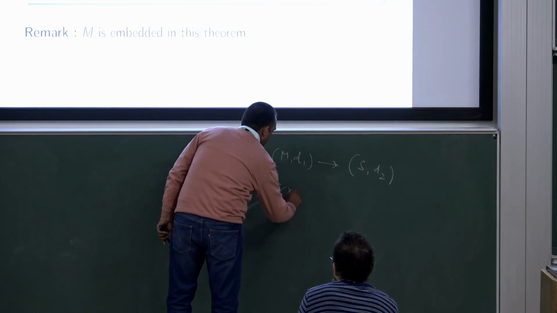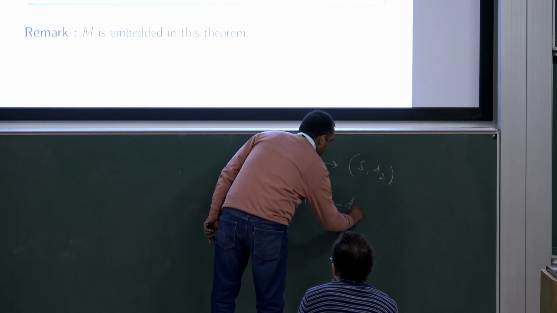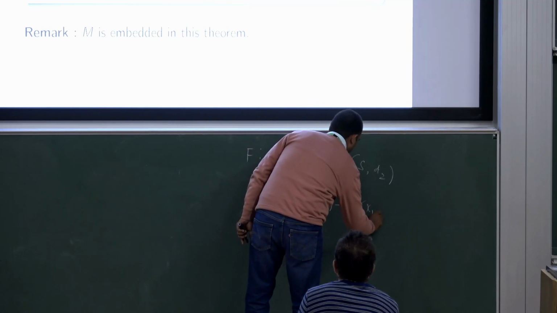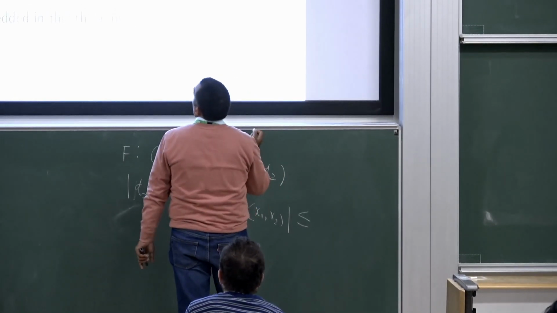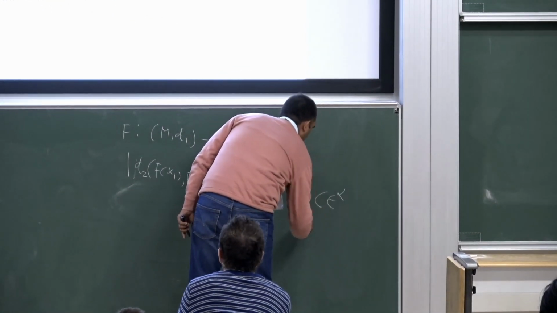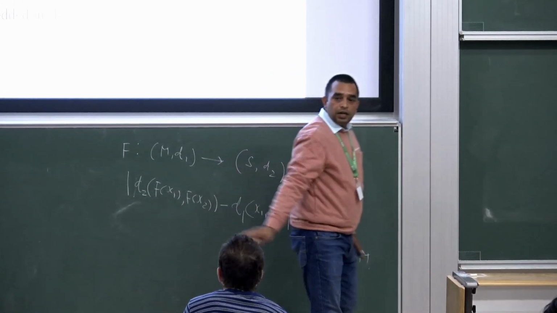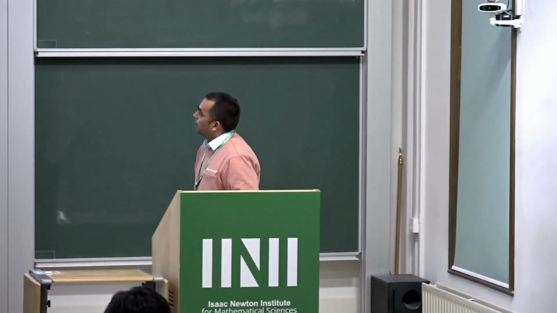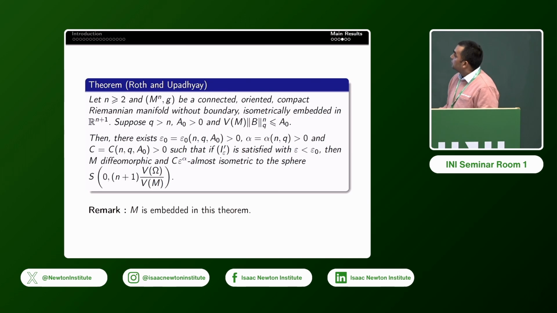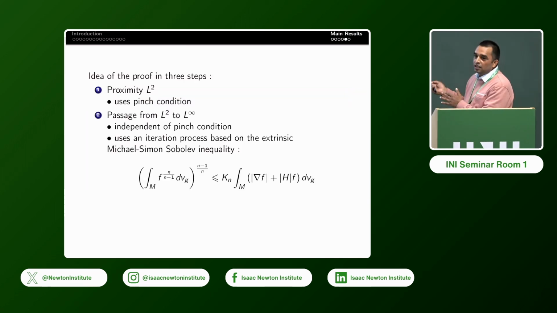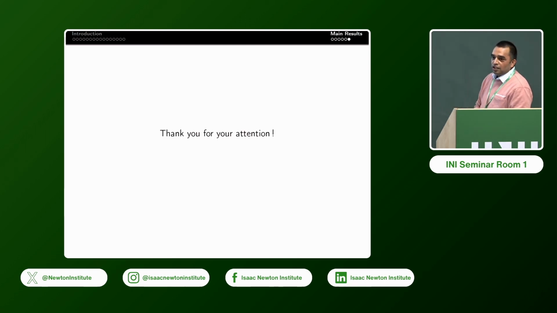the absolute value of d2(f(x1), f(x2)) minus d1(x1, x2) is less than or equal to C epsilon to the power alpha for every x1, x2 in this set. This is the meaning of C epsilon to the power alpha almost isometric. So this is the result. There are 3 steps and some technical lemmas, so I am not going into details. And finally, thank you for your attention.